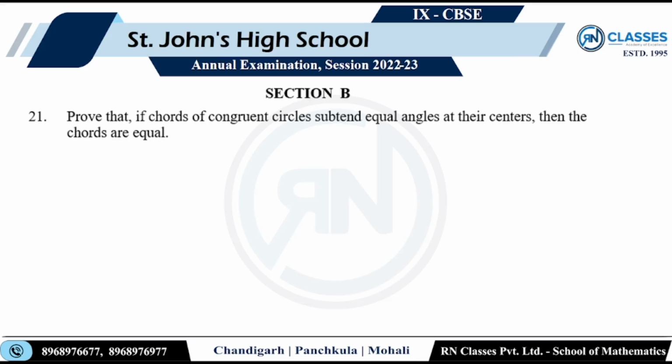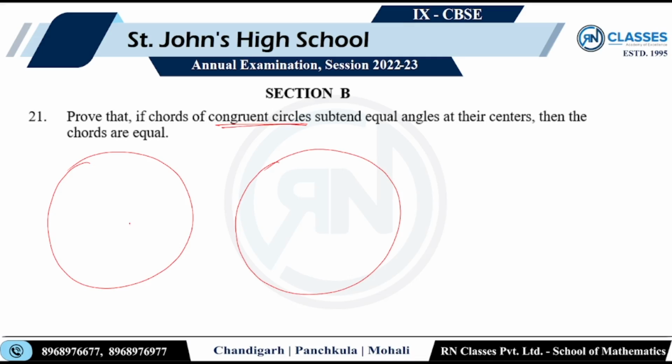Ab section B mein each question carries marks. Let's do it. Prove that if the chords of congruent circles, उसने किसकी बात करी? Congruent circles. Congruent circle means the radii are equal. लो, congruent circles हम बना देते हैं. Their radii are equal, so this is R and this is also R. It's already given to me. ठीक है. Subtend equal angles at their centers, then the chords are equal.